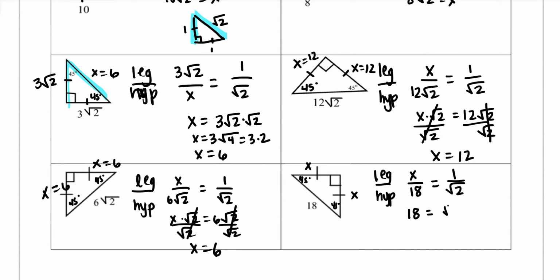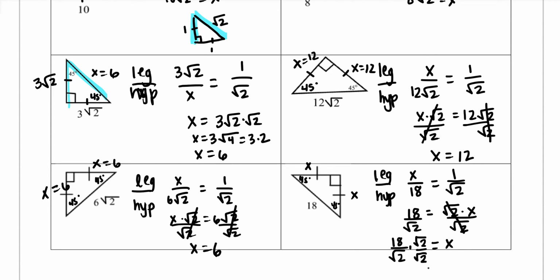18 equals root 2 times x, and we have to divide by the square root of 2. Well, the square root of 2 divided by itself is just 1, so we get x equals this. But when you have a radical in the denominator of an answer, you need to rationalize the denominator. And this is something that you should have seen last year in algebra. But as a reminder, what we need to do to get rid of that radical in the denominator is just to multiply by root 2 over itself.